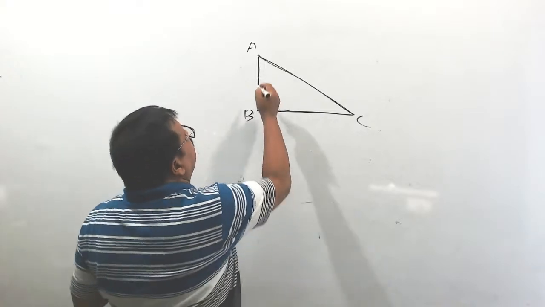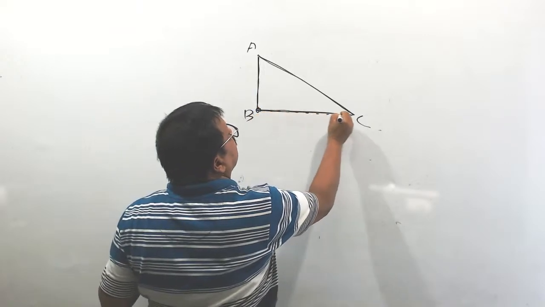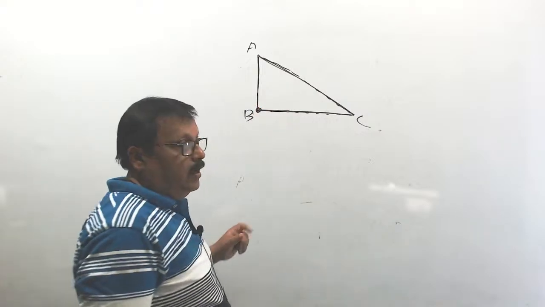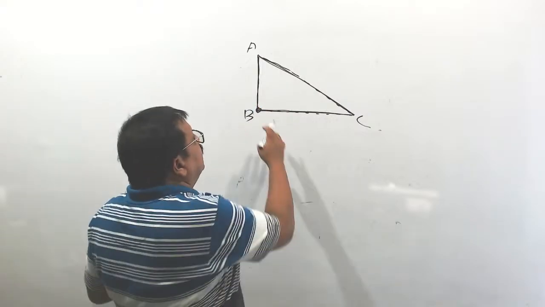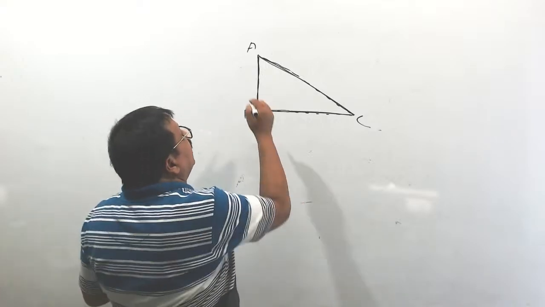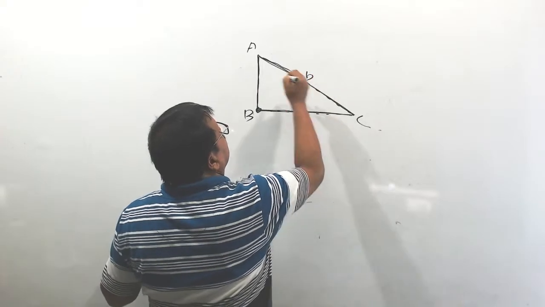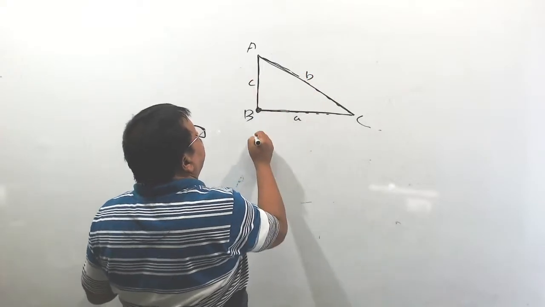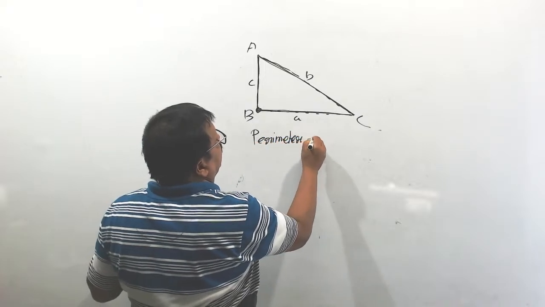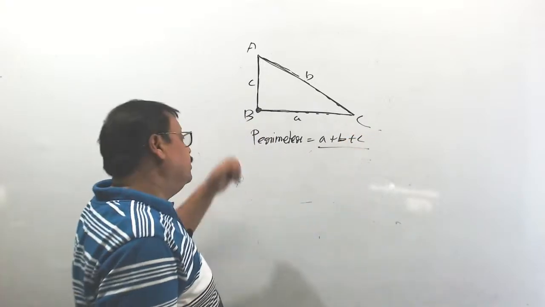If you start walking from here, this way, then again this way, and come back to the initial position, the starting point, then the distance you covered is called the perimeter. So for the triangle, if the lengths of the sides are A unit, B unit and C unit, what will be the perimeter? A plus B plus C. Understood? This will be the perimeter.